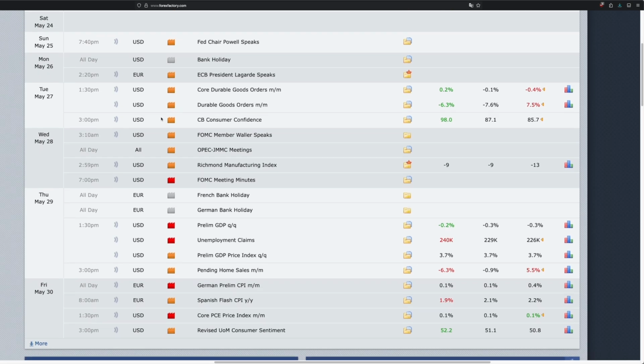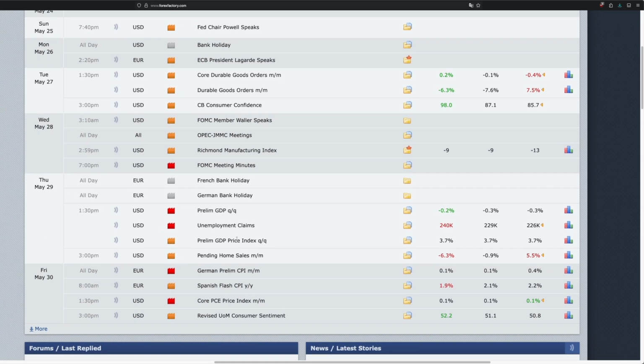Tuesday, not much red folder. We didn't have any red folder until the end of the week, which means don't be surprised if you don't get any expansion during the start of the week. Now, that doesn't mean you can't take any good trades at the start of the week. Just don't be surprised if you don't get that expansion.